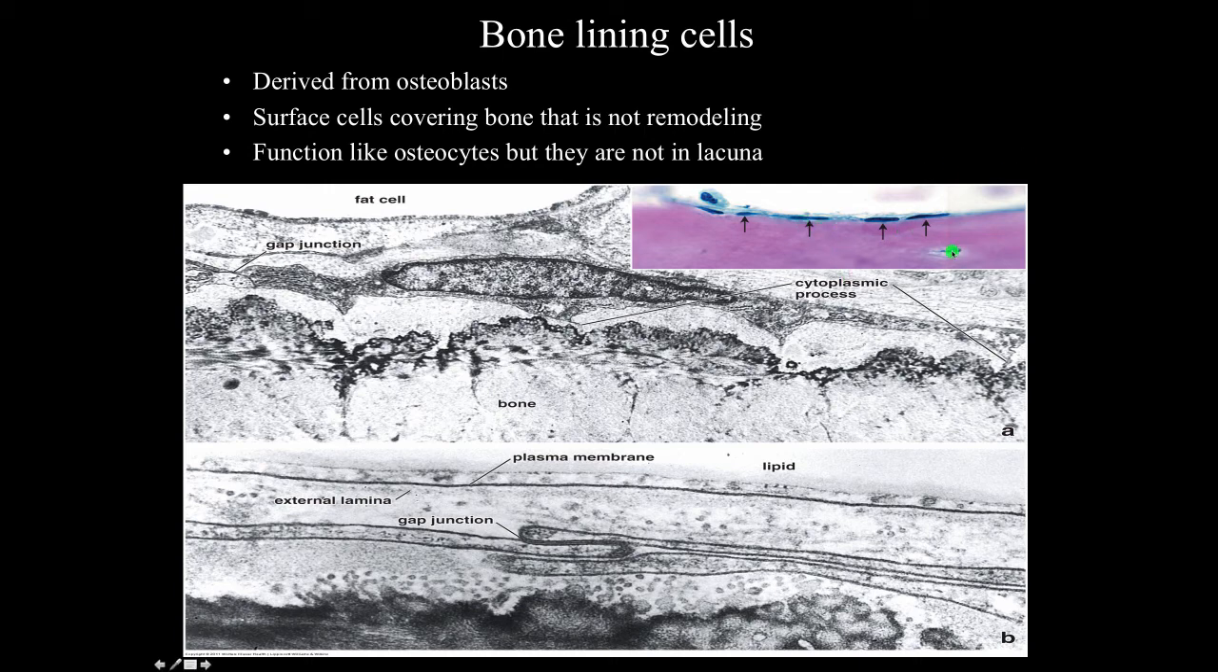Here's an osteocyte here trapped in a lacuna. Very similar type of cell, but the bone lining cells are not trapped in lacunae. They can be either on the external or internal surfaces of bone. So here you can see them at the electron microscopic level with some cytoplasmic processes between them. And here at a higher magnification, you can see the gap junction between some of these bone lining cells. A very similar type of view would be seen with the osteocytes connecting with each other within canaliculi between lacunae.